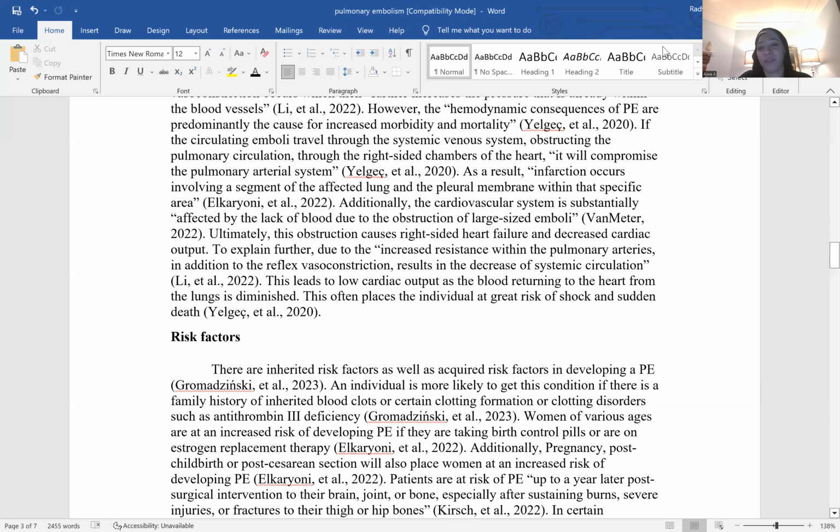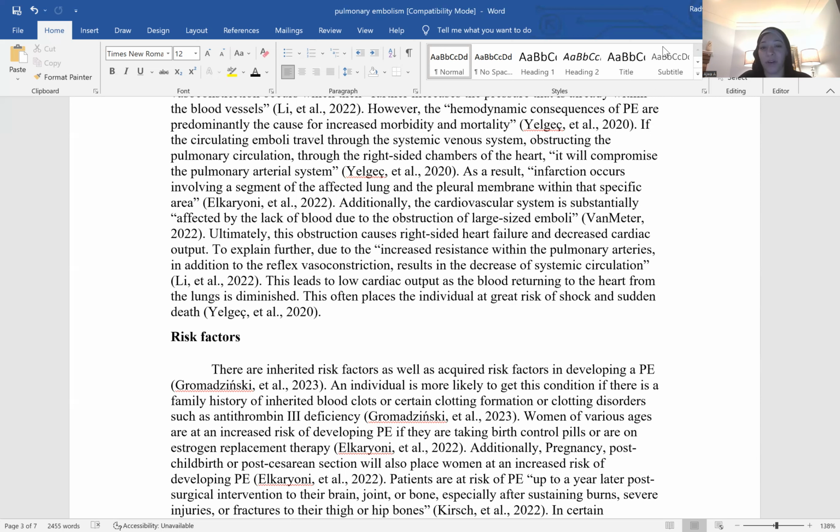As a result, infarction occurs involving a segment of the affected lung and a pleural membrane within the specific area. Additionally, the cardiovascular system is substantially affected by the lack of blood due to the obstruction of large-sized emboli. Ultimately, this obstruction causes right-sided heart failure and decreased cardiac output.